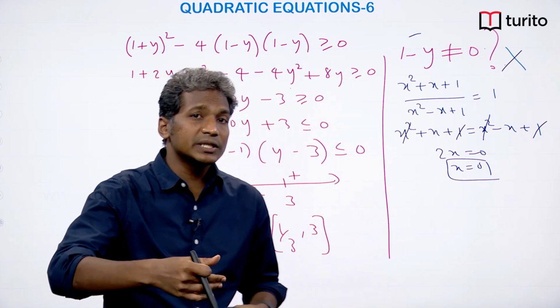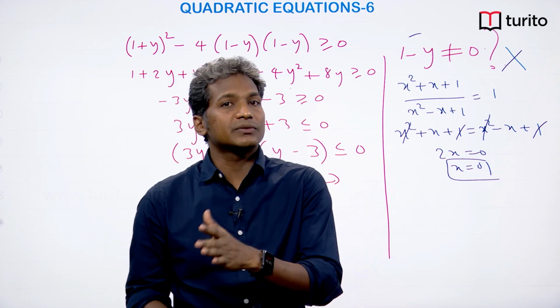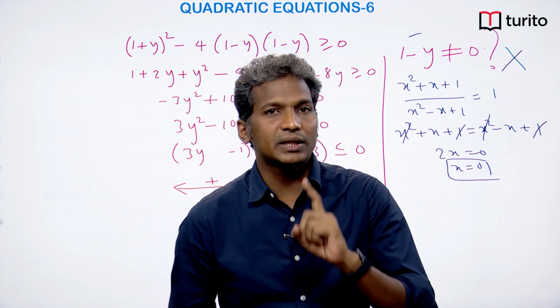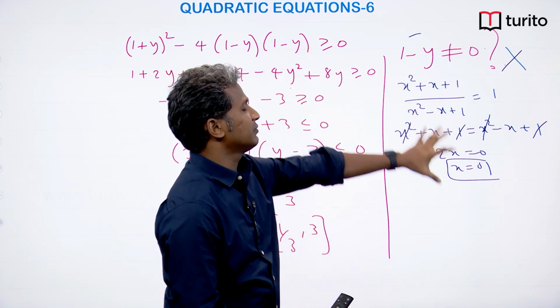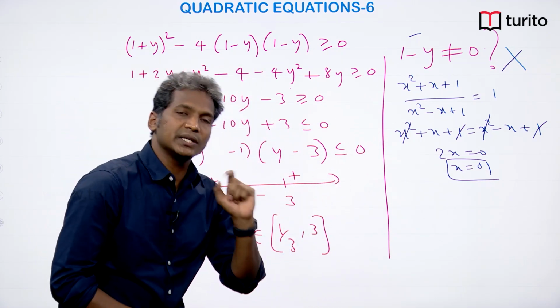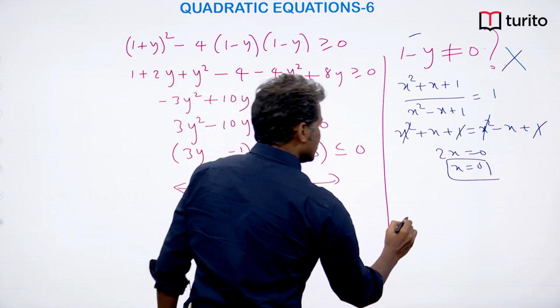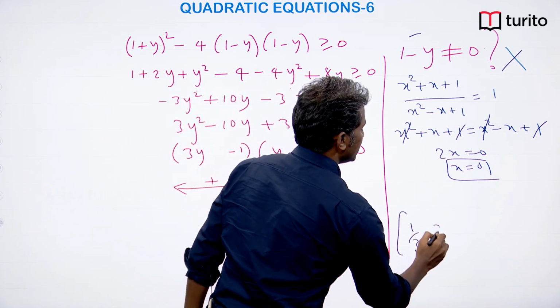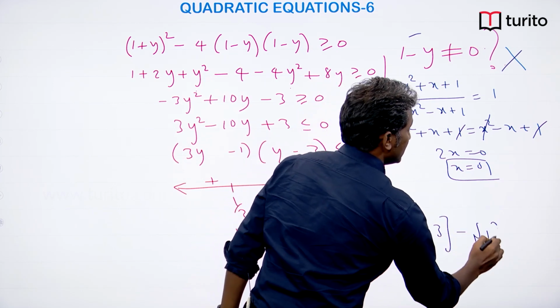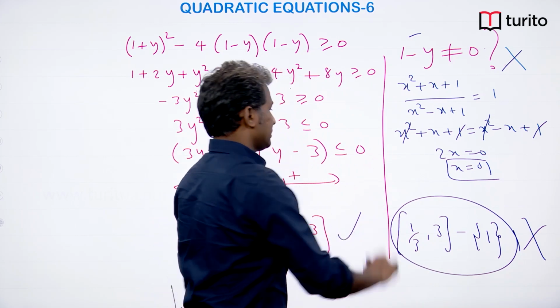But in some situations that condition is valid, and in some situations it is not valid. You need to verify that situation. So, hence this workout. So, this means y equal to 1 is an accepted solution. In some books for the same problem, the answer is written as 1 by 3 to 3 excluding 1. In some books it is written like this, but this is wrong, this is right.